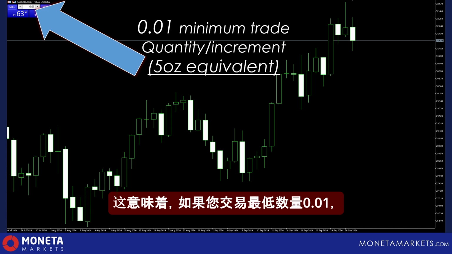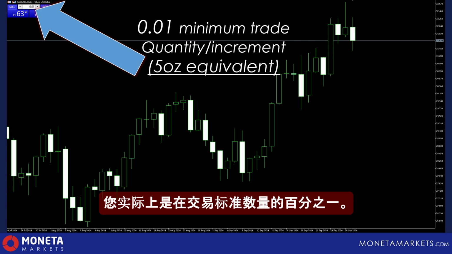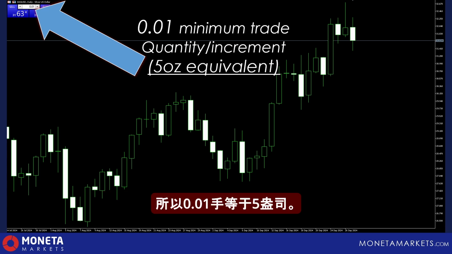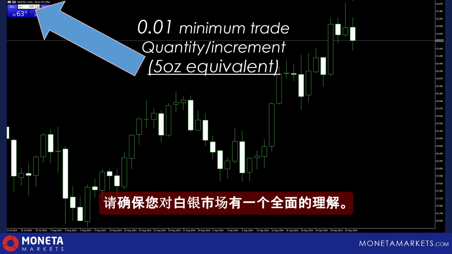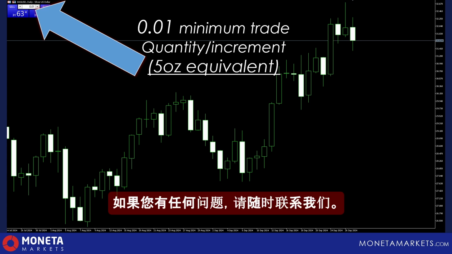So just to recap, here we see an example of the bid price on XAG USD being $31.634 US. Your minimum trade size is 0.01. If you were to enter an order for a quantity of 1, that would actually be 5,000 times the per ounce price, again of $31.634.